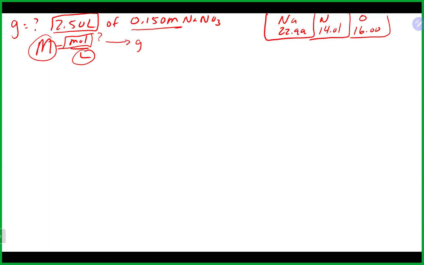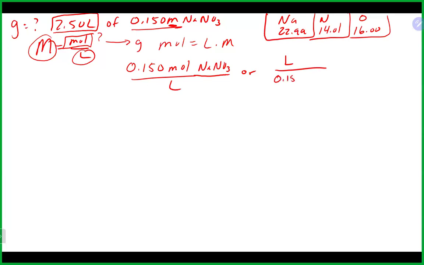So again, you could rearrange the molarity equation here and solve for moles, which is liters times molarity. Once again, if you don't want to worry about rearranging the equation, because you are given the molarity, you could use it as a conversion factor. Because you're given a 0.15 molar solution, that means that is 0.15 moles per liter of sodium nitrate, and you could use it as a conversion factor like so. You could also flip it around and use it like this.